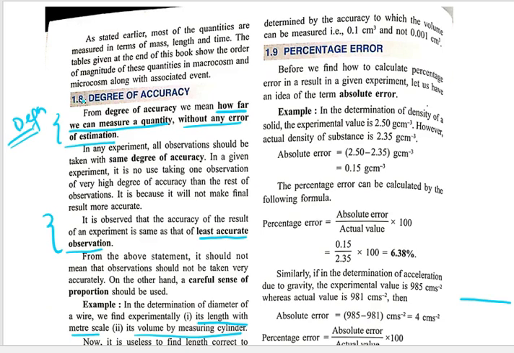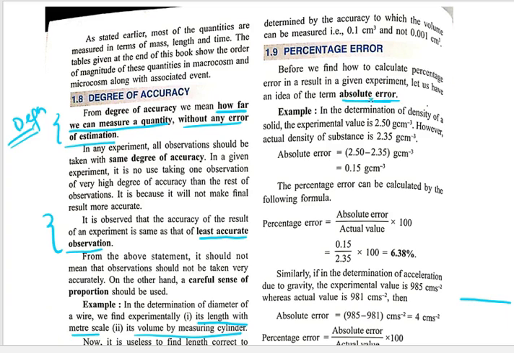So next we will move to the percentage error. Here we will get 4-5 formulas, so you have to remember that. Before we find how to calculate the percentage error in a result in a given experiment, let us get an idea of the absolute error. Before going to the percentage error we need to first understand what is absolute error. Suppose we take one example.